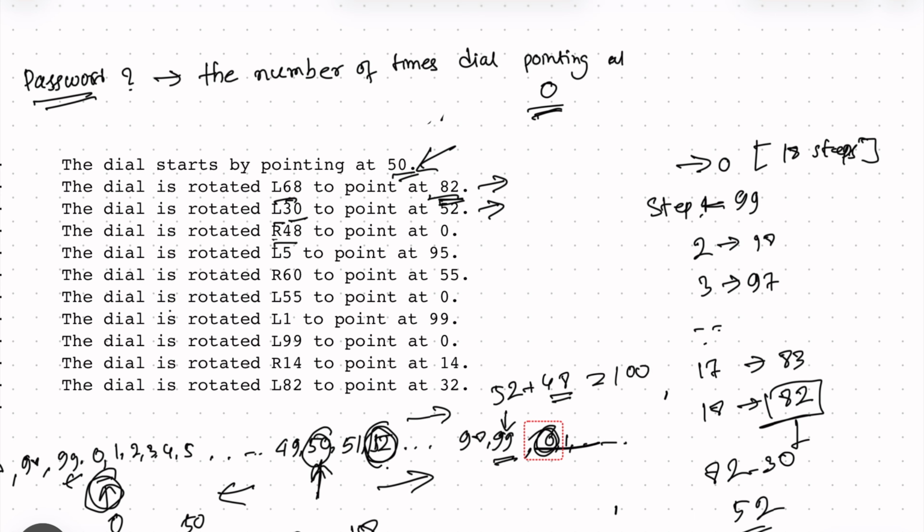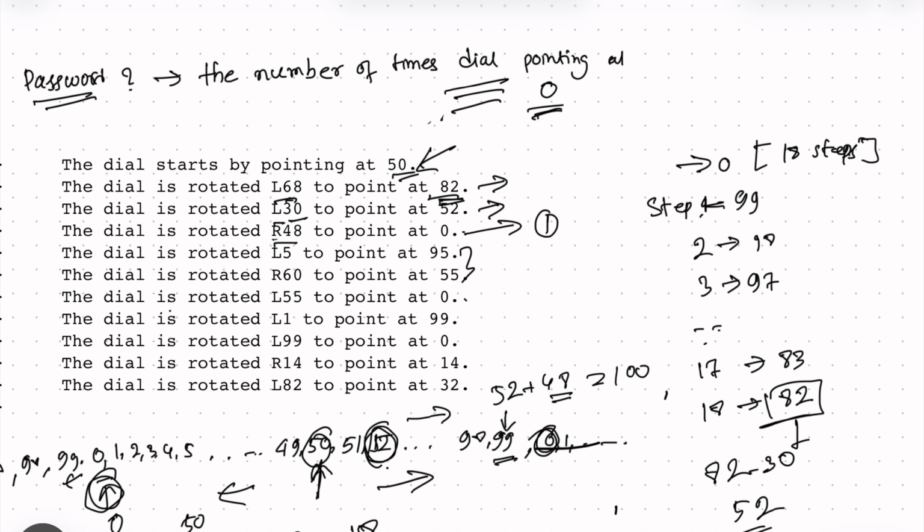And the password key: if we reach zero at the end of any rotation, then we have to count that, and that will actually be the password. So here we can see that after 48, we are at the zeroth point, right? So we'll count it as one. The same goes for here.